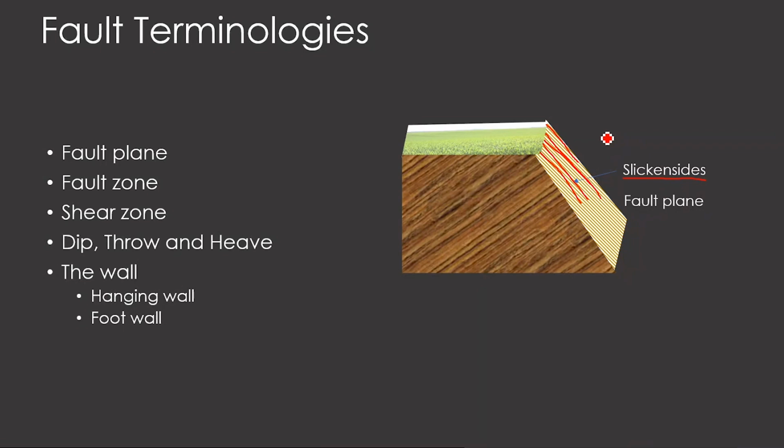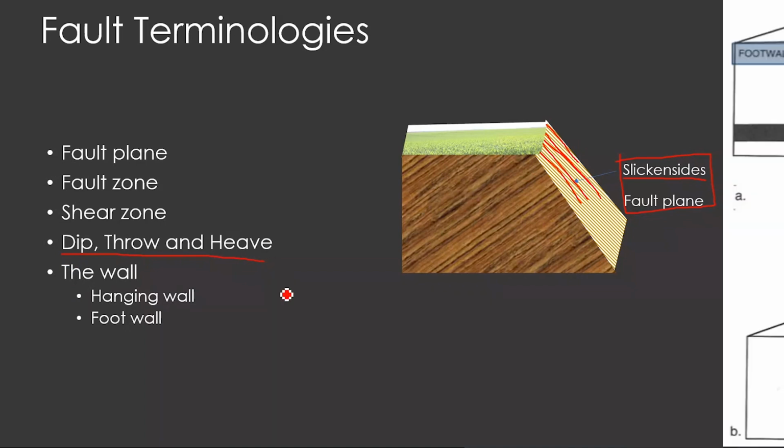Similarly, here it is a rock block, and when it moves on a planar surface, it may create some kind of striations. So those striations we call slickensides. Okay, so these are the terminologies we usually come across in faulted regions. And there is one more thing which is important here. It is dip, throw, and heave.